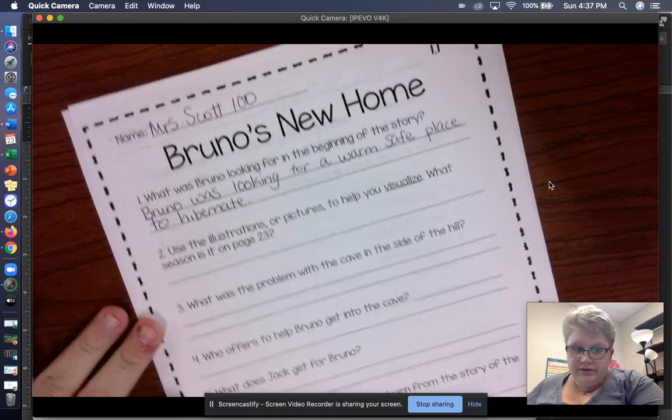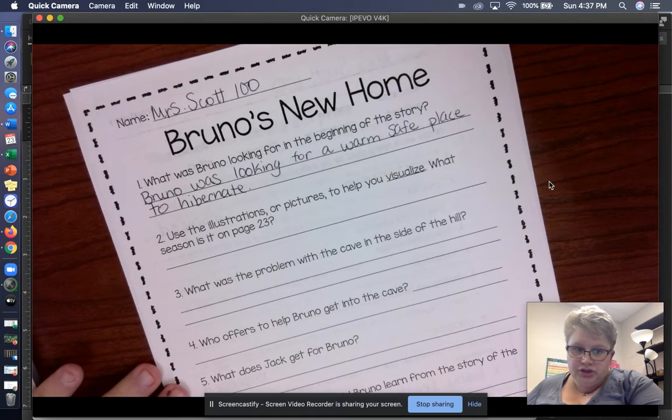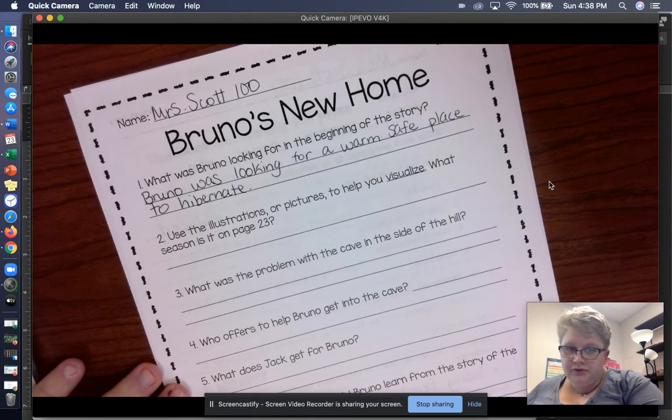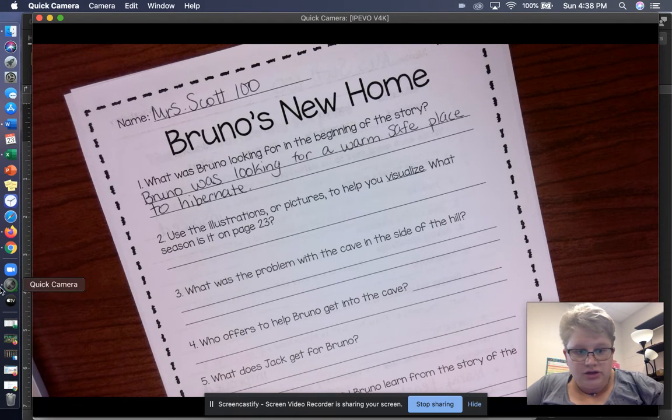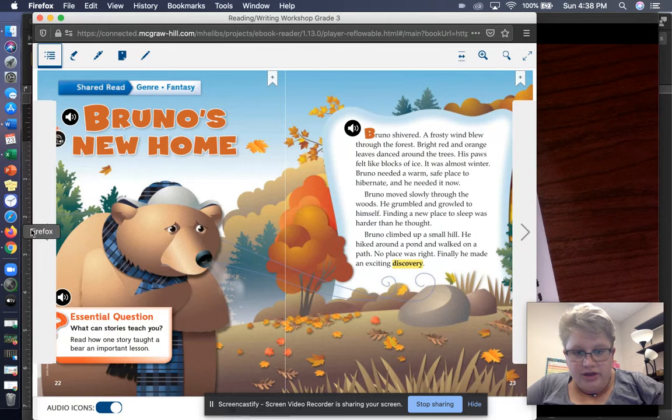And then, for example, number 2, use the illustrations or pictures to help you visualize. What season is it on page 23? So let's go back to page 23, and you can do that on your book. Right here, I'm still on Reading Wonders, but here's page 23. So here's the picture. What kind of things do you see?